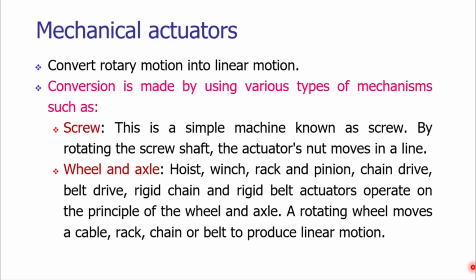The mechanical actuators are converting the rotary motion into the linear motion, and there are many ways to convert the rotary motion into the linear motion. A very basic mechanism is the screw mechanism. If we have a screw and nut arrangement, if you rotate the screw, there would be translatory motion of the nut along the axial direction of the screw.